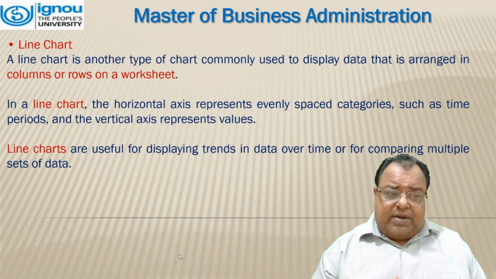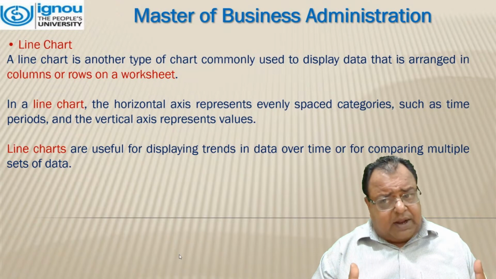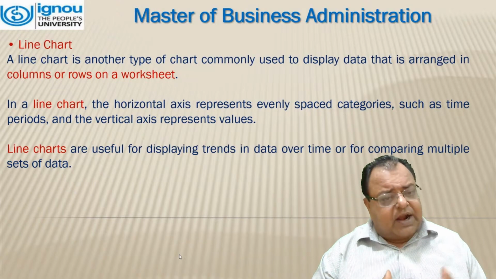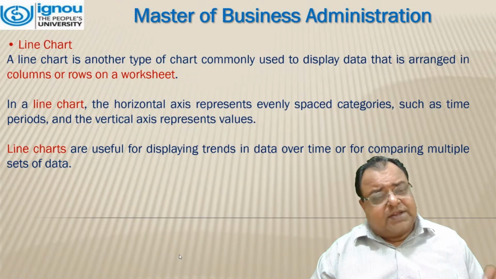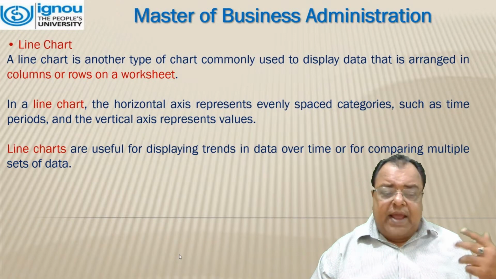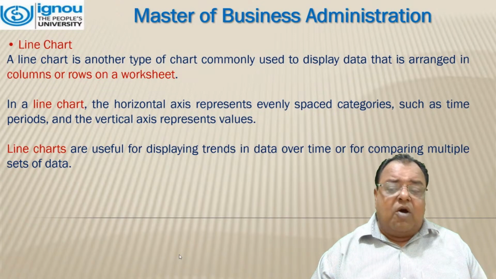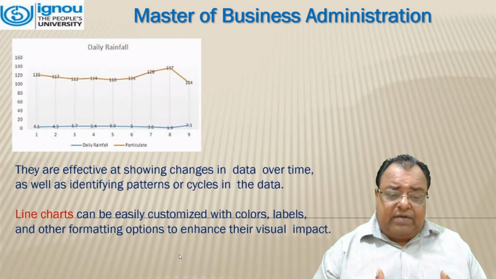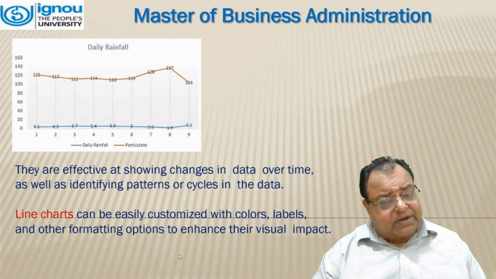Then comes your line chart. Line chart is another type of chart commonly used to display data that is arranged in columns or rows on a worksheet. In a line chart, the horizontal axis represents evenly spaced categories such as time periods, and the vertical axis represents the values. Line charts are useful for displaying trends in data over time or for comparing multiple sets of data. They are effective at showing changes in data over time, as well as identifying patterns or cycles in the data.